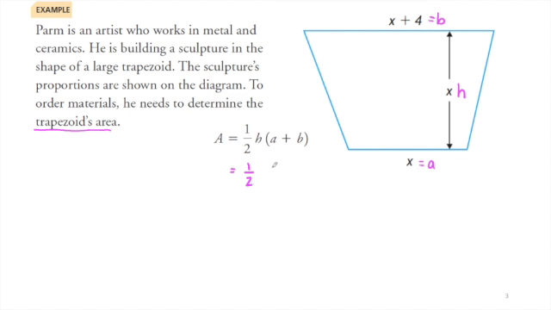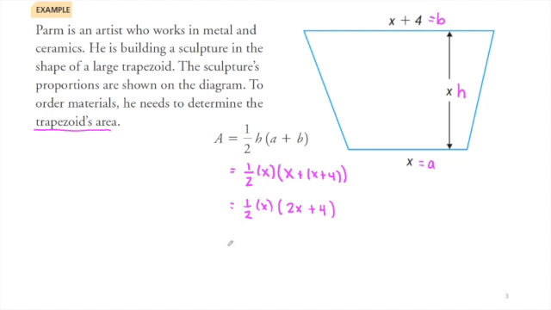So you're going to go a half, and then your height, which is x, and then you're going to go a plus b. So a is x, and then x plus 4. Okay, I put double brackets around it. Doesn't really need that because you're just adding, but in case you ever had a negative value here, like negative x, it would become subtraction, right? So keep the x first. Let's simplify in the bracket. So x plus x is 2x plus 4.